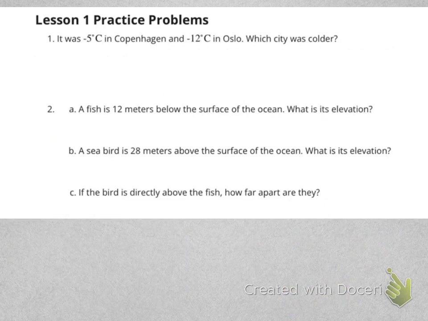Alright. Next, we have our practice problems. So, lesson 1 practice problems. Number 1. It was negative 5 degrees Celsius in Copenhagen and negative 12 in Oslo. Which city was colder? Alright, so again, when you have negative numbers, the higher negative number is lower. Okay? Because it starts from 0 and it counts down. So negative 5 degrees Celsius would actually be warmer than negative 12 degrees Celsius. So Oslo is the colder city.